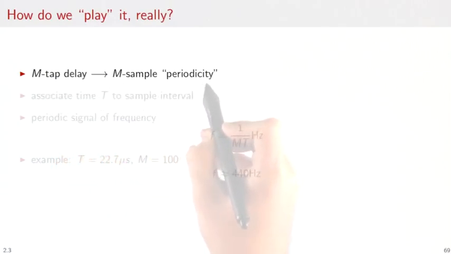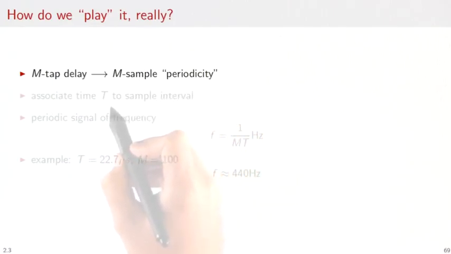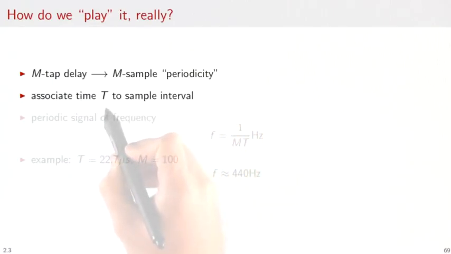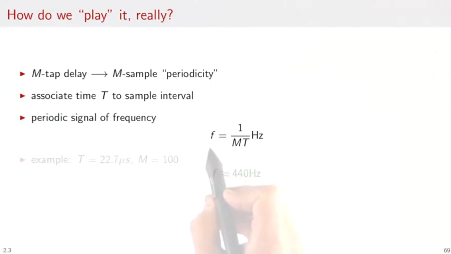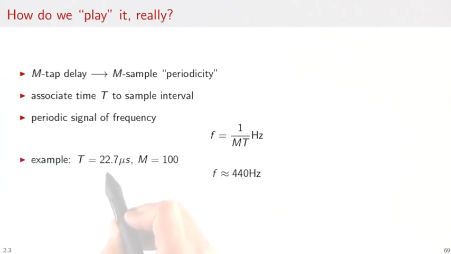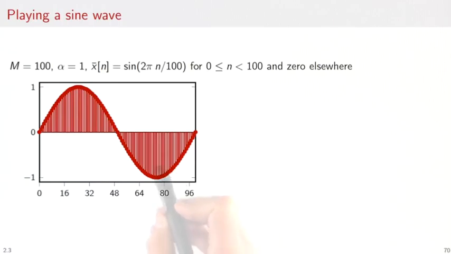If we want to play music with this, we need to associate a time period, capital T, to sample intervals. The periodic signal of frequency f will be, in hertz, a frequency 1 over capital M times capital T. So for example, if T is equal to 22.7 microseconds, M is equal to 100, then the frequency that is generated will be of the order of 440 hertz. Let us look at this.